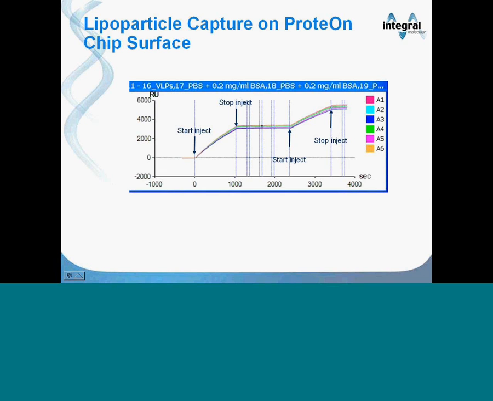The next step is to look at the antibody binding to the immobilized lipoparticles. On the ProteOn, the antibodies are flowed in the horizontal direction. This can also be done in one cycle as one-shot kinetics. So 5 different concentrations of antibody, your dilution series of antibody, plus just plain buffer, are flowed across the chip surface simultaneously.